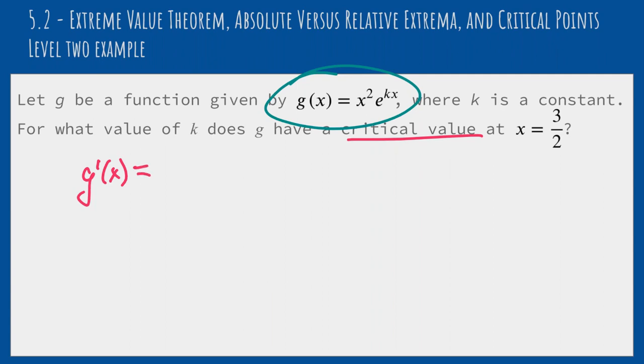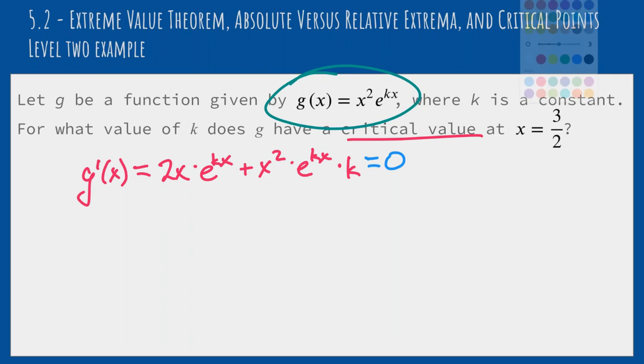So taking the derivative here, we have the derivative of the first times the second, plus the first times the derivative of the second. The derivative of e to the kx is going to be e to the kx times k. So we're using a chain rule there. The derivative of k times x is going to be k, just like the derivative of 3x is 3. Then we do want to set this equal to 0. And to solve that, we're going to factor.